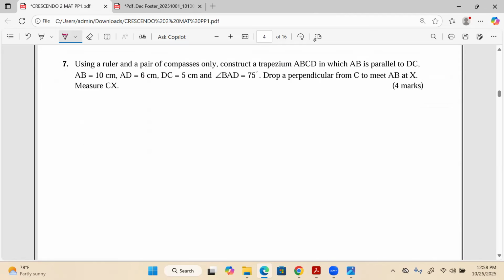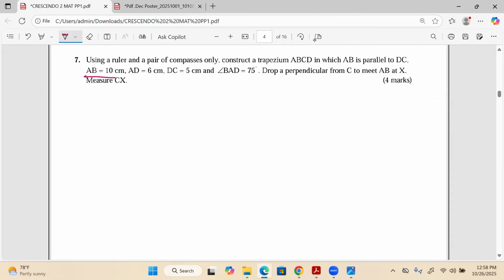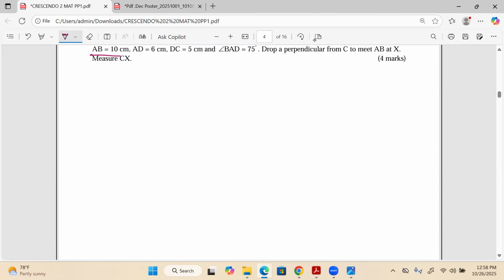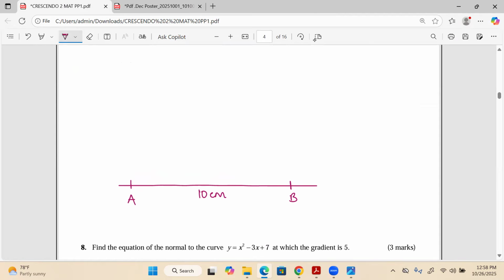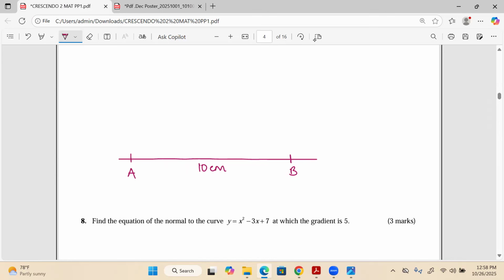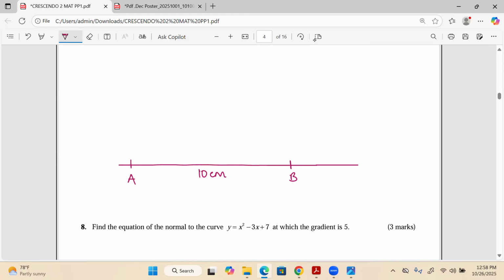So let's work out again this particular construction together. We begin by doing the line AB, which is 10 centimeters. So this is point A, and you measure 10 centimeters to get B. This one, we're going to ensure that you're well guided. Let me extend the line because there are very many things to be constructed after the line.